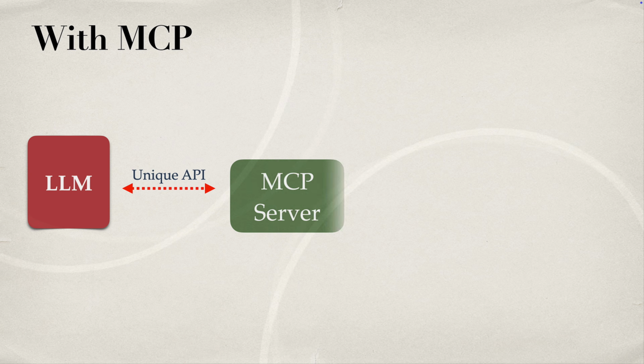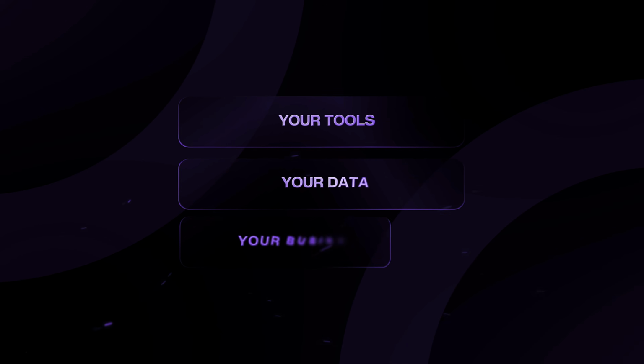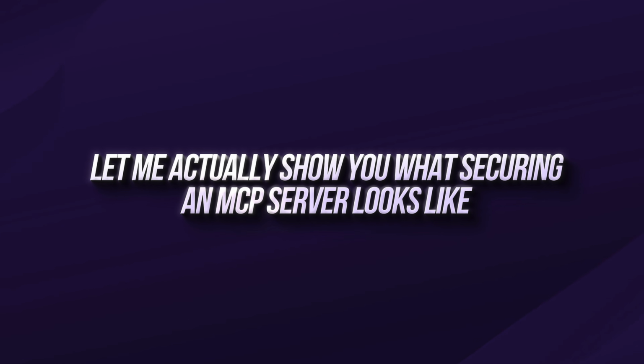AI agents are now connecting to your backend through something called MCP, Model Context Protocol. And if you're building an MCP server right now, which a lot of backend engineers are, you've got the same problem as step 1 all over again, an open door. Except now it's not a user with a browser, it's an AI agent that has access to your tools, your data, your business logic. And most MCP servers out there have 0 authentication. Let me actually show you what securing an MCP server looks like.